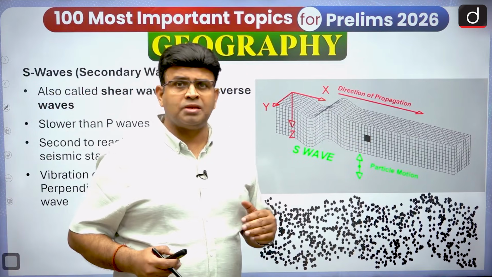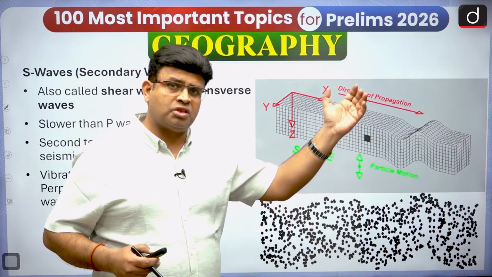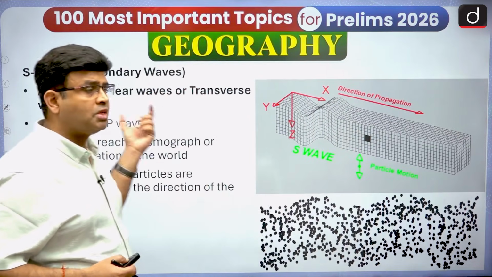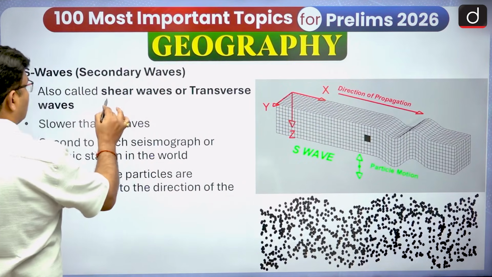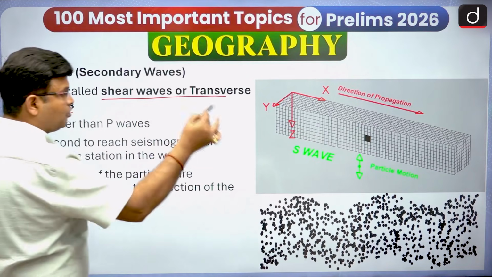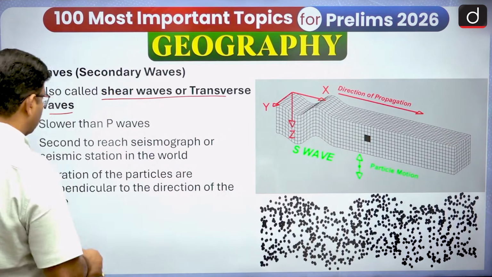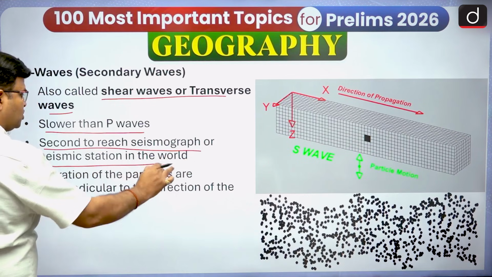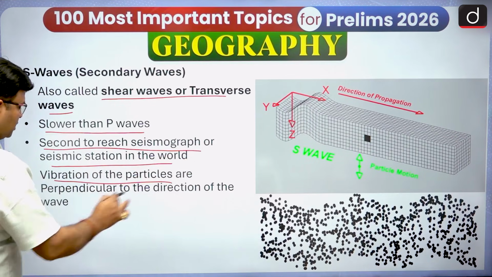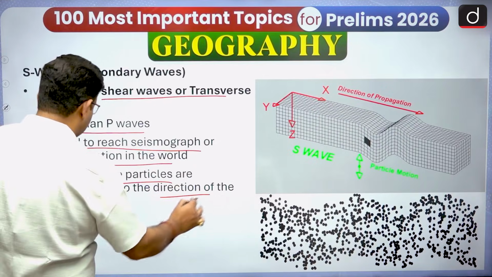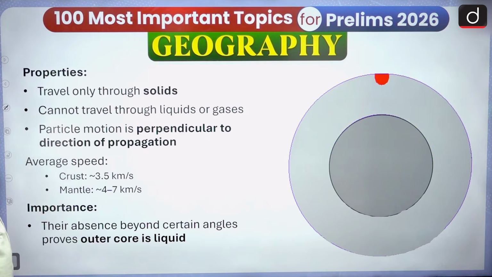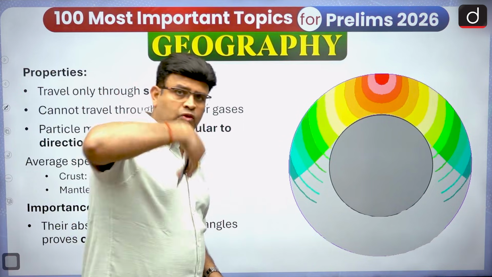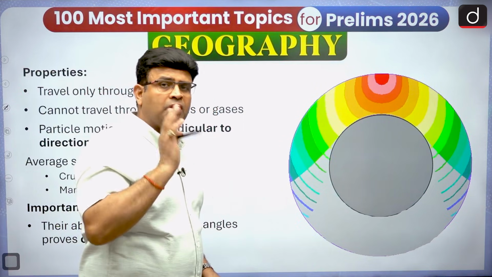P waves reach the seismic station first, as the fastest, and S waves reach second. Therefore it is known as a secondary wave, and also as a shear wave or transverse wave. It is slower than P waves, second to reach the seismograph or seismic station, and the vibration of the particles is perpendicular to the direction of the wave. It can travel only through solids. If these waves are moving, they cannot pass through liquid.